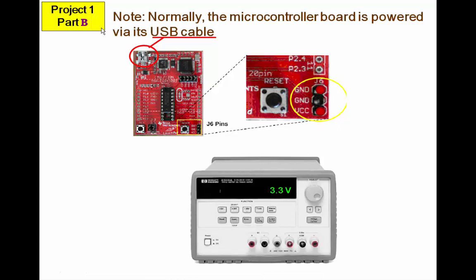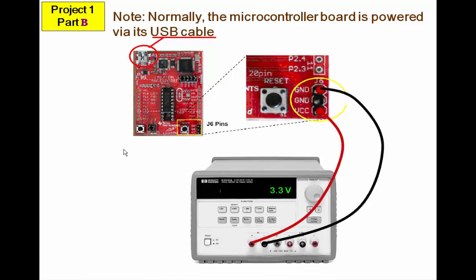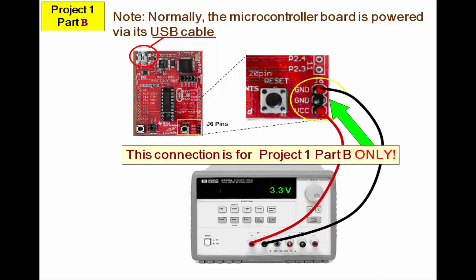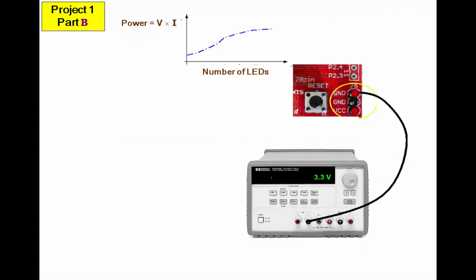The experiment then asks you to set a voltage source to 3.3 volts and connect it to the microcontroller VCC and ground pins to apply 3.3 volts externally to the microcontroller. Remember, this connection is for Project 1 Part B only. The lab assignment then asks you to measure the current required by the microcontroller as a function of the number of illuminated LEDs. Now, how are you going to measure that current?